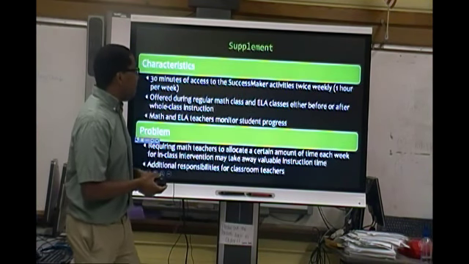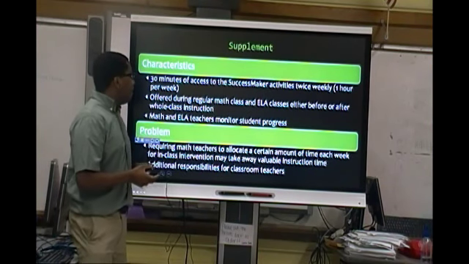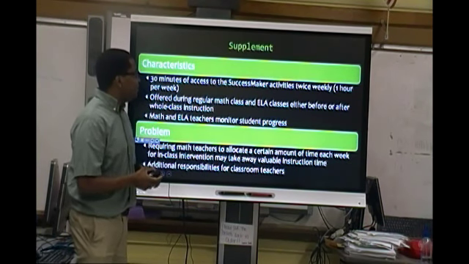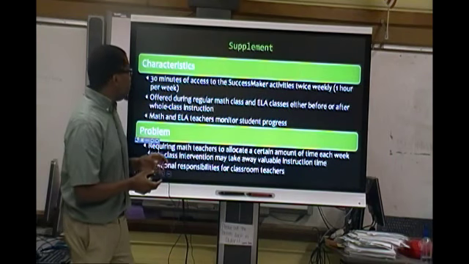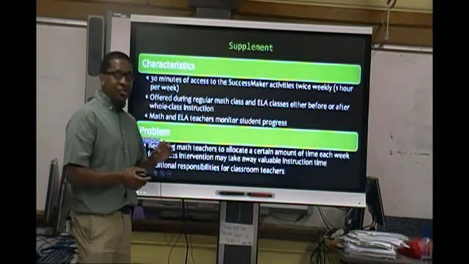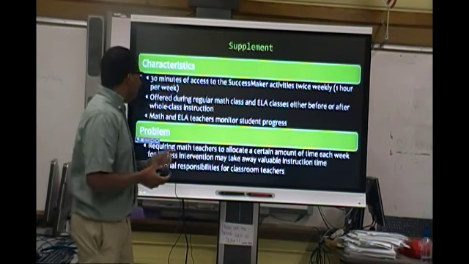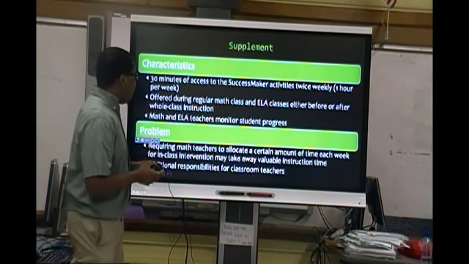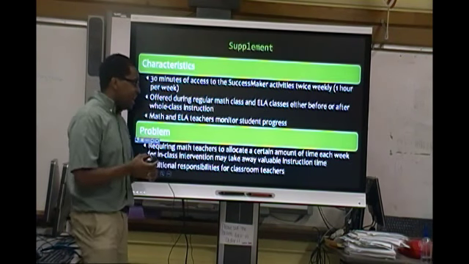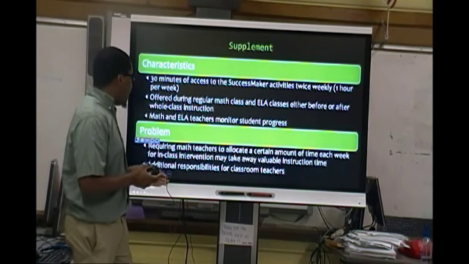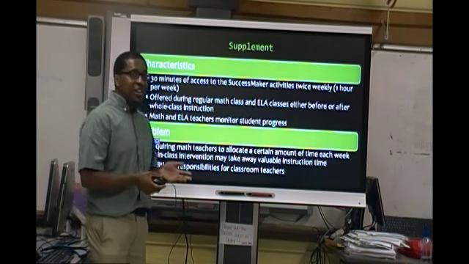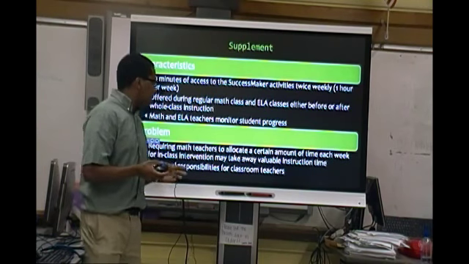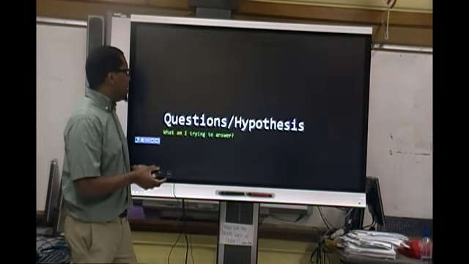Another option is the supplement option, where in this case, 30 minutes of access to the SuccessMaker activities were done twice weekly during their actual math or English class. And the math and ELA teachers monitor the student progress. The problem here is that requiring those teachers to allocate a certain amount of time each week for this intervention can take up their instruction time. So that could be another problem with the supplement.